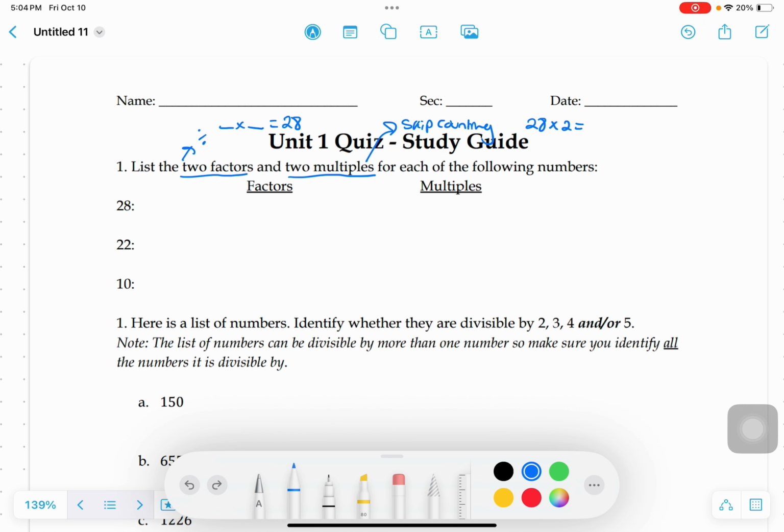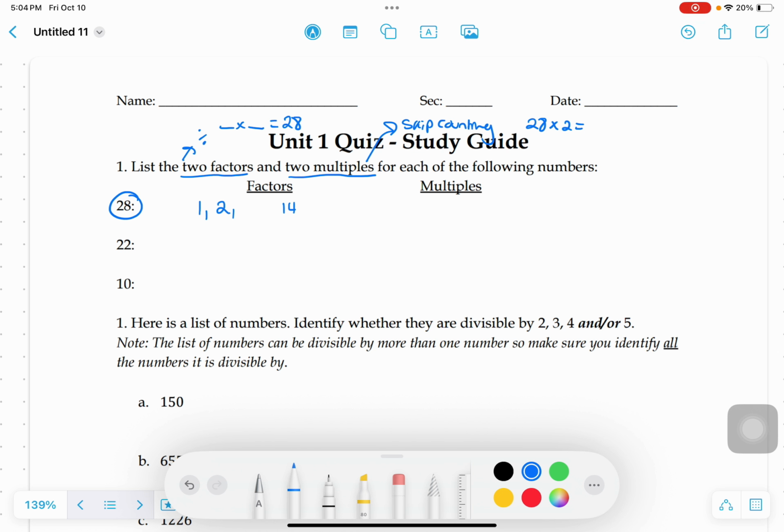All right, so factors of 28, numbers that divide 28. I only need 2, but I'm going to list all of them so you can see them. So what numbers divide 28? Well, 1 divides every number, so 1 is always a factor. 28 is an even number. It ends in an 8, so 2 can divide it, and that tells me 14 is also a factor, because if 2 can divide 28 and give me 14, 14 can divide 28 and give me 2.